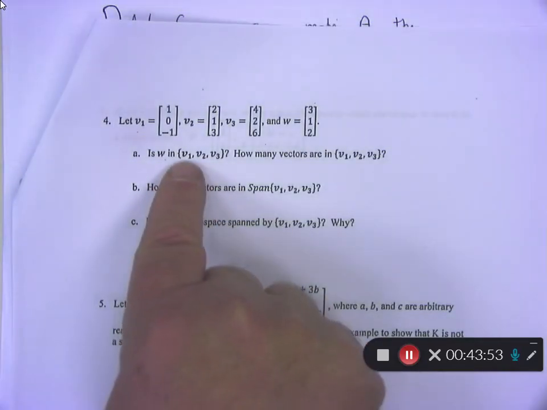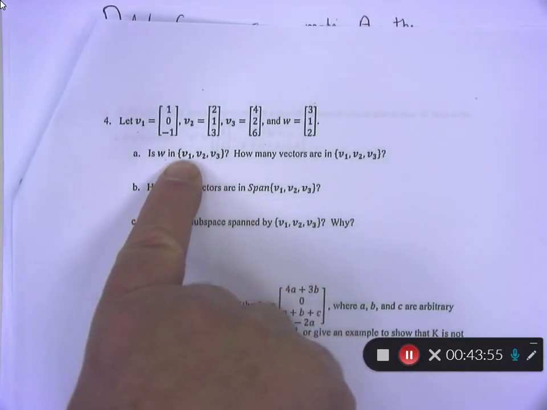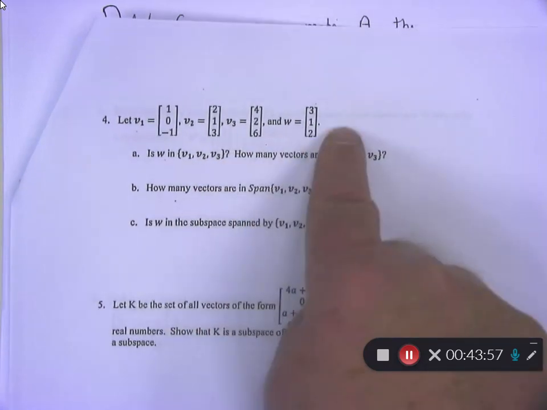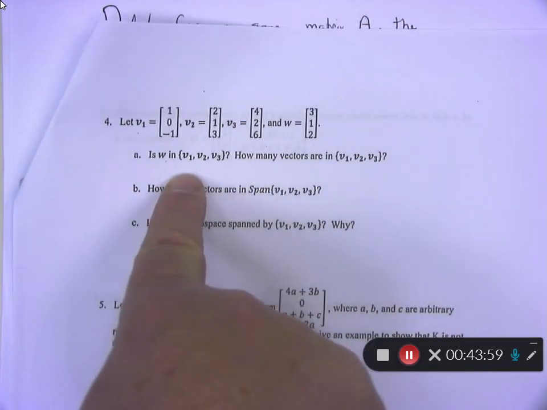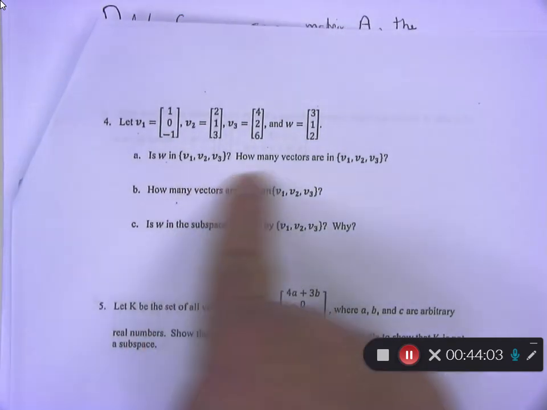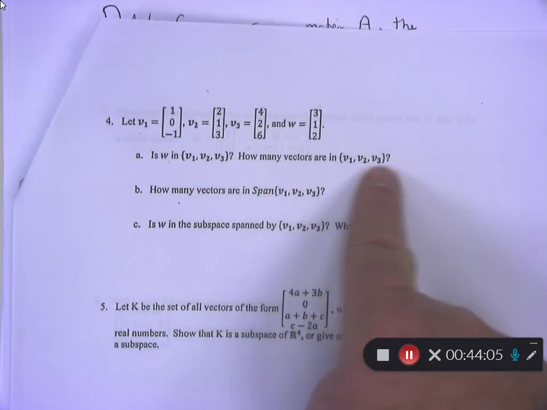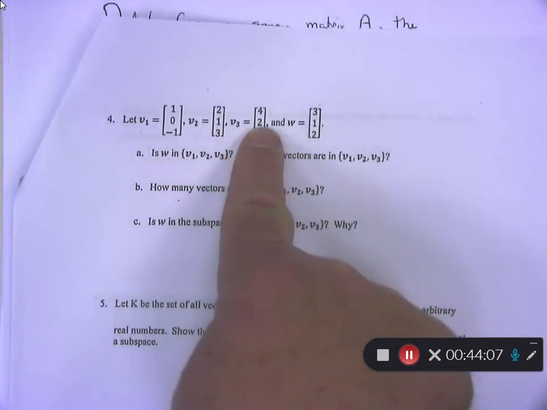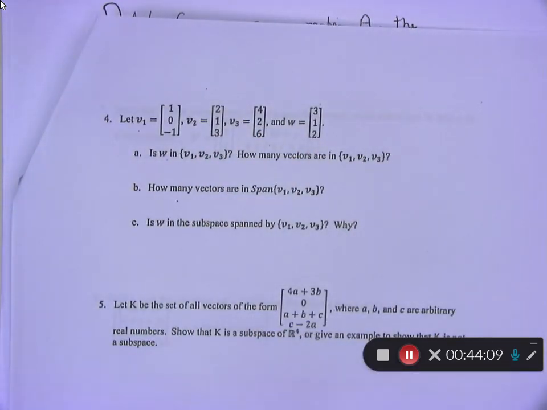There is no span in front of that word. It's just a set of vectors. Is this W? No. Is that W? No. Is that W? The answer is no. It's a stupid question, but I'm trying to make a point. You'll see the point in just a second. How many vectors are in {V1, V2, V3}? Yeah, 3. Don't hurt yourselves. 3. Okay, 3 vectors there.